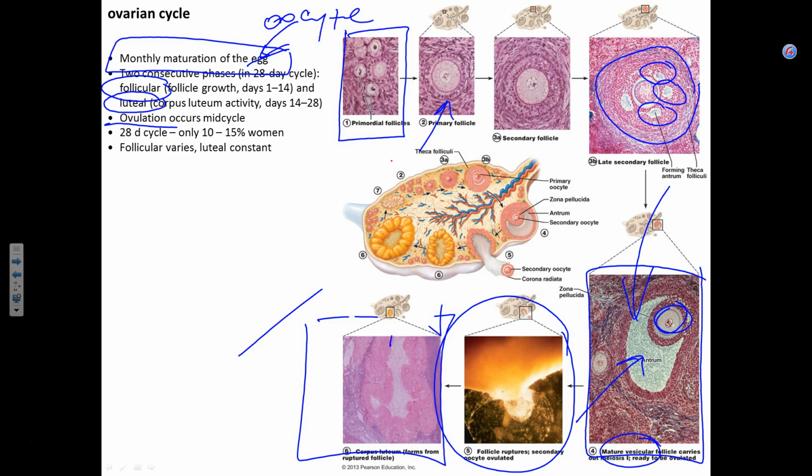If secondary oocyte is fertilized, then corpus luteum will last for some time, providing necessary hormonal support for the implantation of the blastocyst. But if secondary oocyte is not fertilized, corpus luteum will degenerate into the structure right here that is called corpus albicans, the white body. Corpus luteum means the yellow body, and corpus albicans means the white body. Got it?